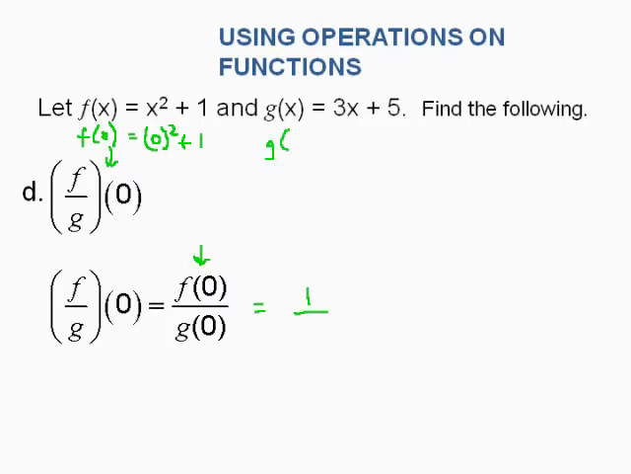g of 0 would be 3 times 0 plus 5. So g of 0 is 5. So this would not be an undefined fraction. It would come out to the answer 1/5.